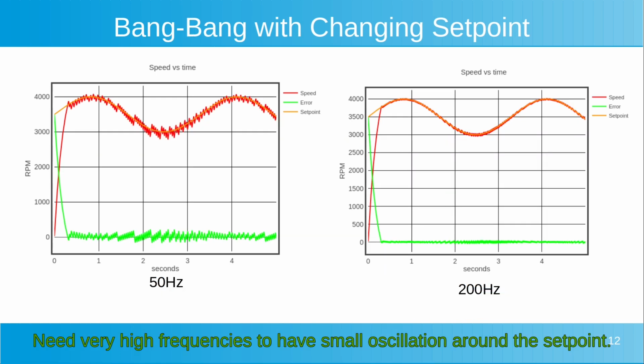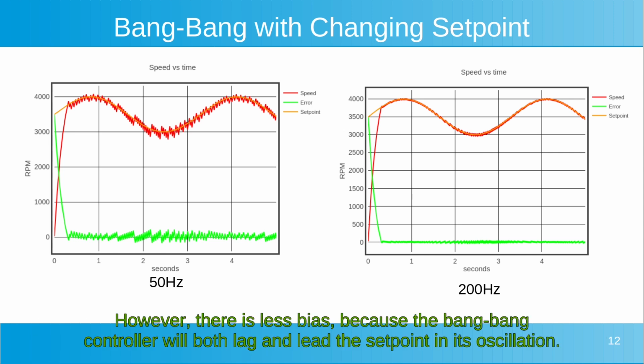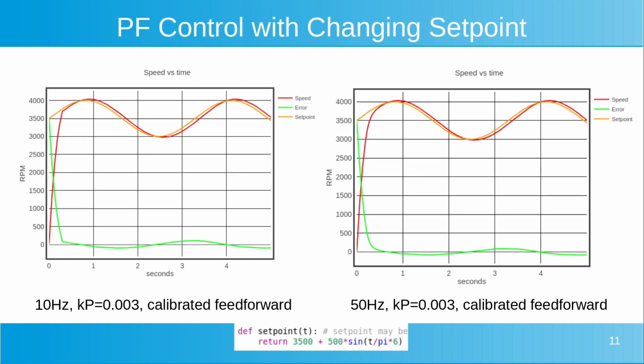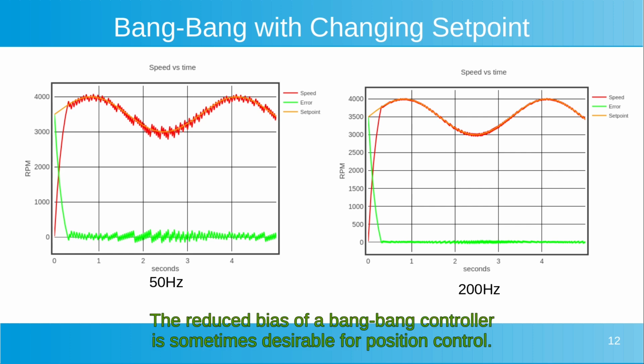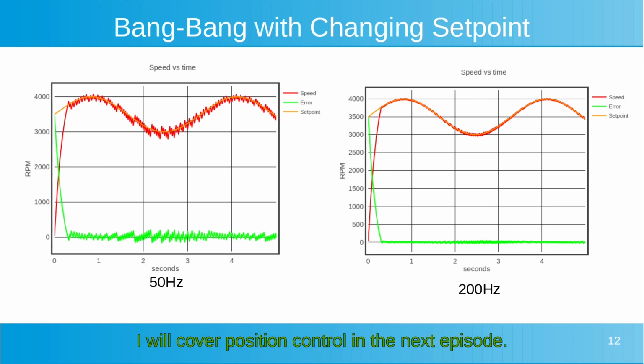As you can see here, with bang-bang, you need very high frequencies to even approach the set point. However, bang-bang does have the advantage of having less bias in the oscillation. So if we go back, the proportional controllers lag behind the set point, while the bang-bang controllers ride on both sides of the set point. They lead the set point and they drag behind it. So there's less bias there, which can lead to slightly less error in the position if you're using this velocity controller for a position controller. We'll talk about that in the next episode.